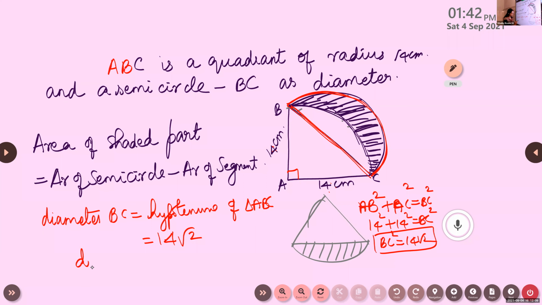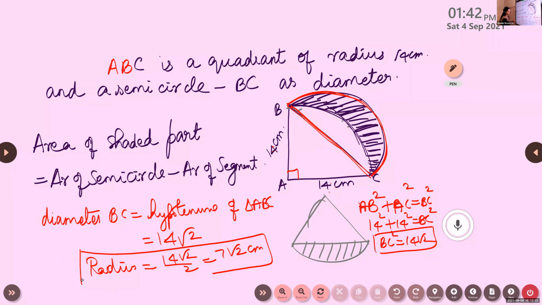So therefore, what is the radius? The radius is 14 root 2 by 2, which will be 7 root 2 centimeter. Radius will be 7 root 2.